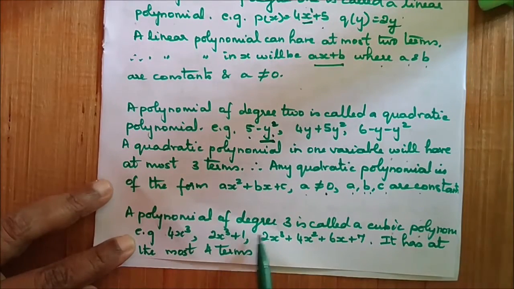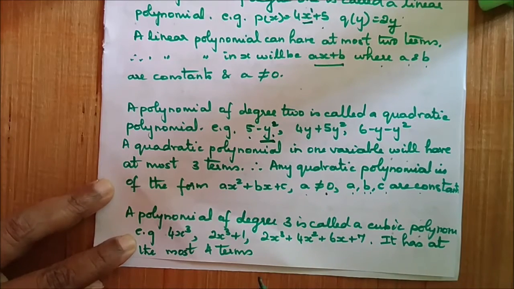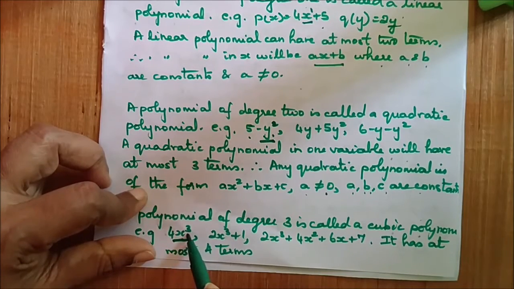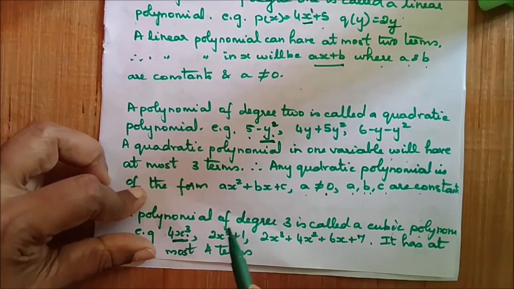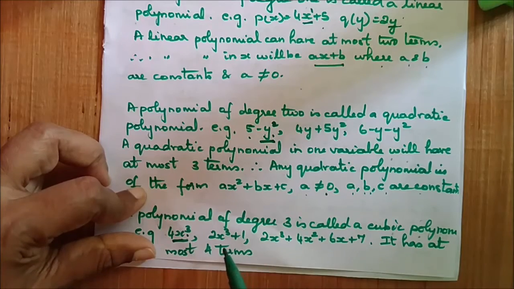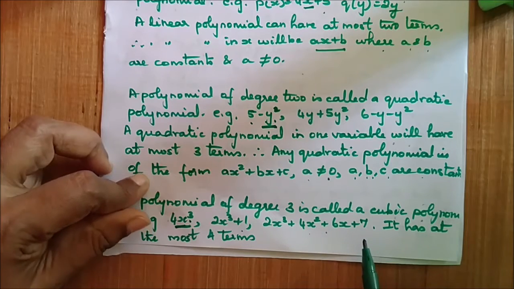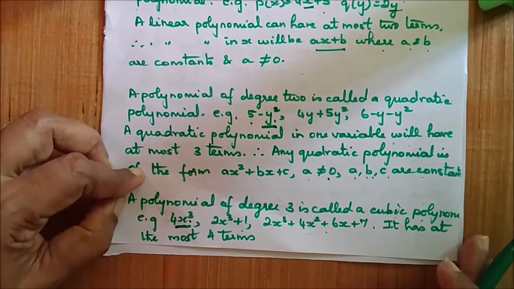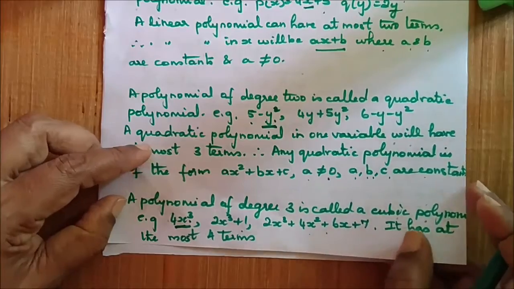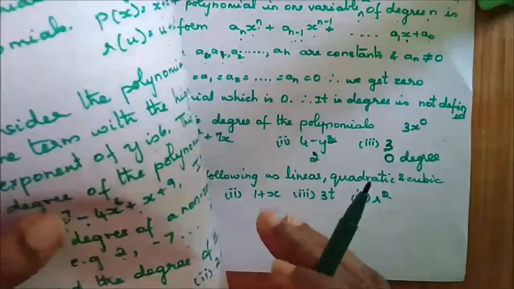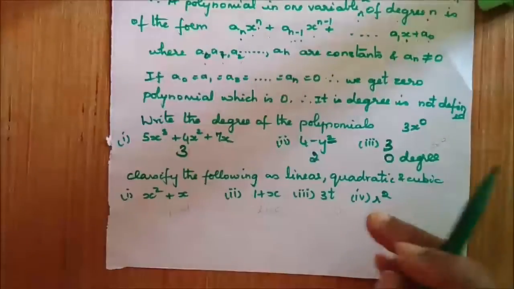A polynomial of degree 3 is called a cubic polynomial. For example, 4x cubed. Here the power of x is 3. Such a polynomial is called a cubic polynomial. 2x cubed plus 1, 2x cubed plus 4x squared plus 6x plus 7. All these are nothing but cubic polynomials and they will have at the most 4 terms. I hope you understood this.